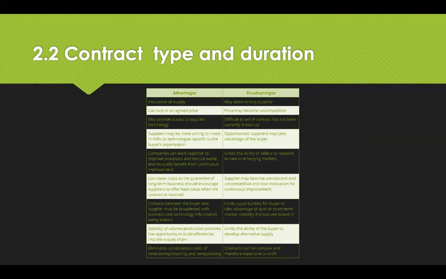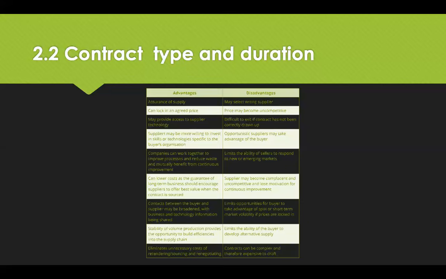So this is where you can see the advantages and disadvantages. You get the assurance of supply, you can lock in an agreed price. The supplier could provide you with access to technology and maybe you're more willing to invest in skills. They work together to improve the processes and reduce waste, lower the costs. And it may also broaden the awareness of business technology that's being shared.